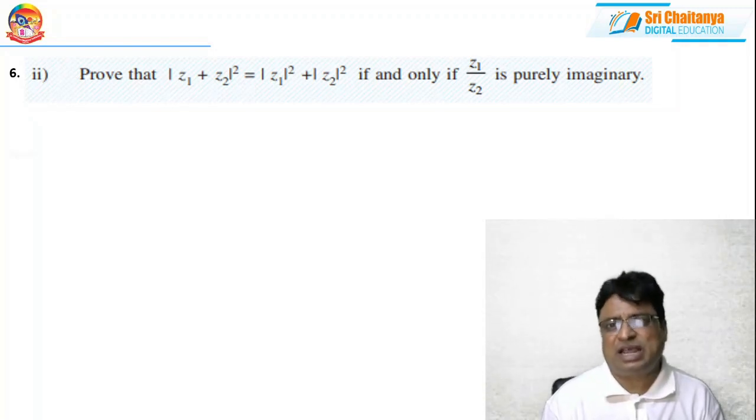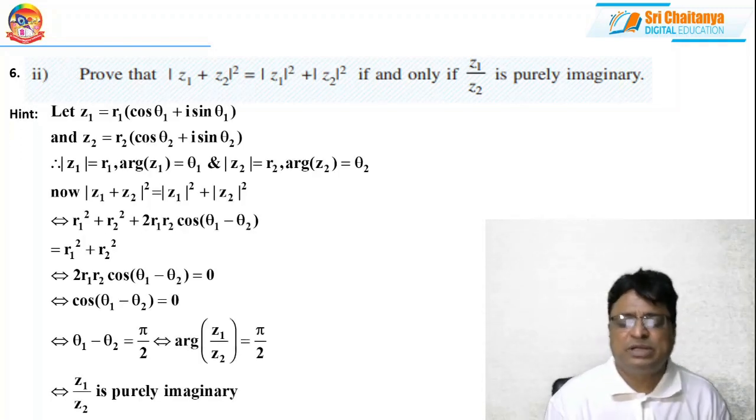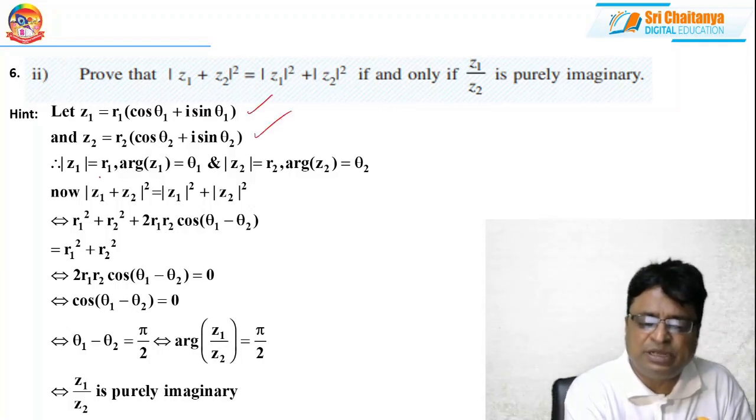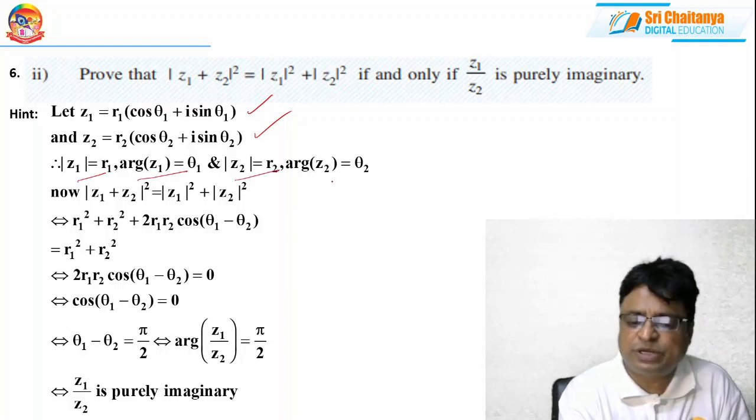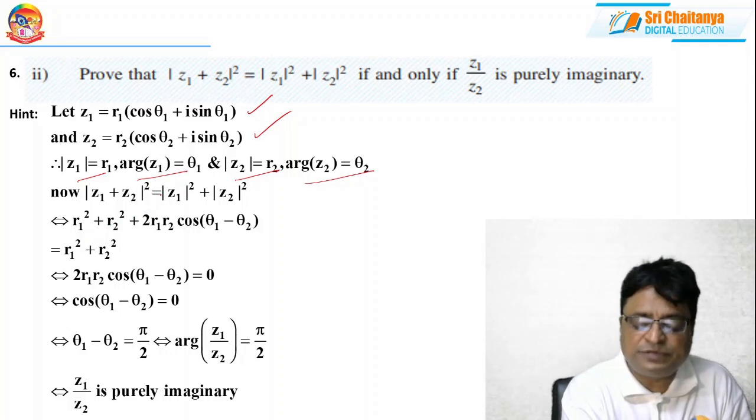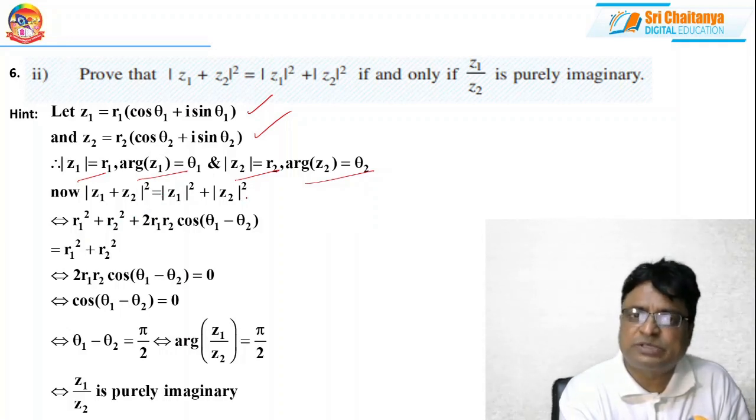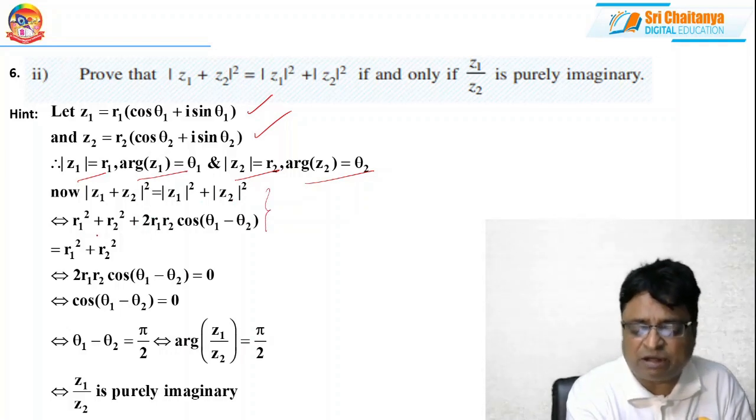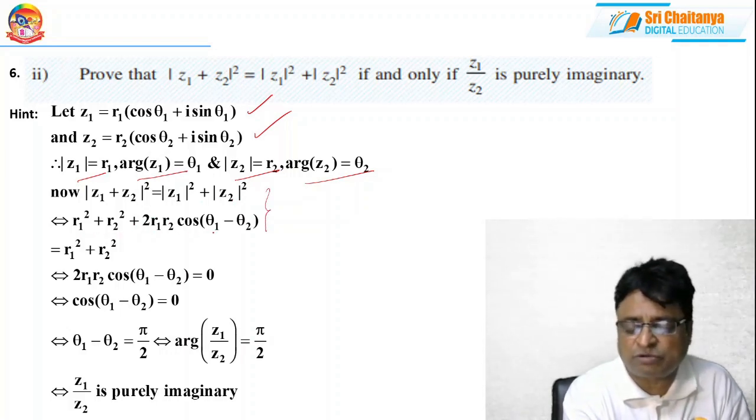Just like the previous problem, you consider this as my Z1 and this as my Z2, where mod Z1 is this one, argument Z1 is theta 1, mod Z2 is this one, argument Z2 is theta 2. So mod of Z1 plus Z2 whole square is equal to mod Z1 square plus mod Z2 square. Here I have written the step directly: R1 square plus R2 square plus 2 R1 R2 cos (theta 1 minus theta 2), which is equal to R1 square plus R2 square.